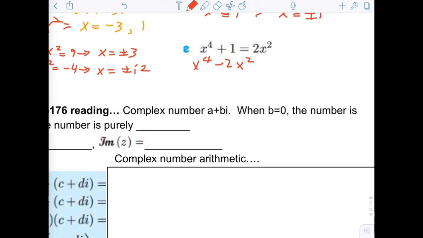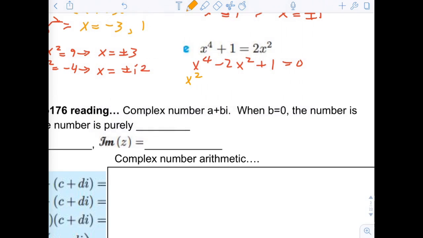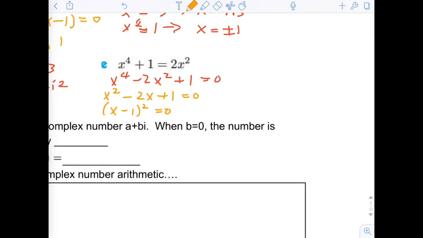Okay. X to the fourth minus 2x squared plus 1 equals 0. We're going to change those into orange x's. So the red x squared becomes an orange x. Now we can factor. So that means orange x equals 1. Orange x equals 1. That's equal to x squared. So x is equal to plus or minus 1.